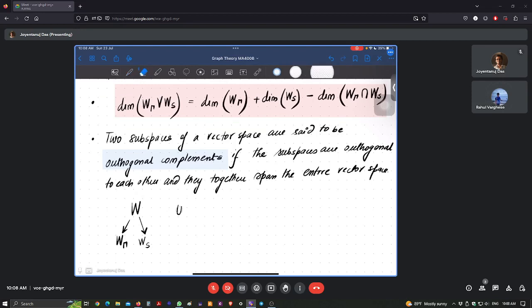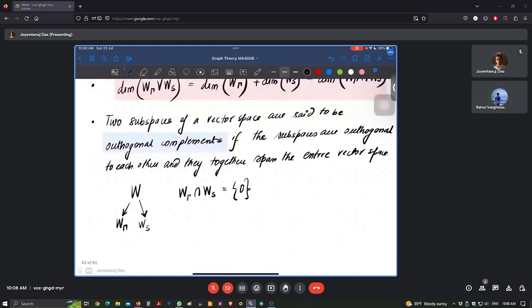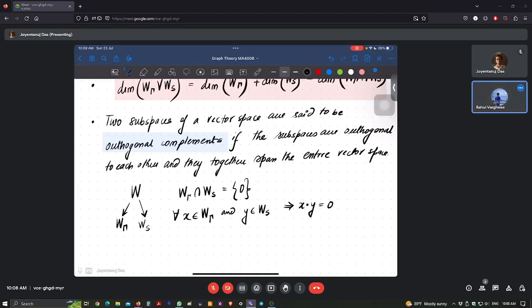W1 intersection W2 will be only the zero vector. And for every x belonging to W1 and y belonging to W2, we have x dot y equals 0, which implies that they are orthogonal. And whenever you take the span of the union, they complete the whole space W.